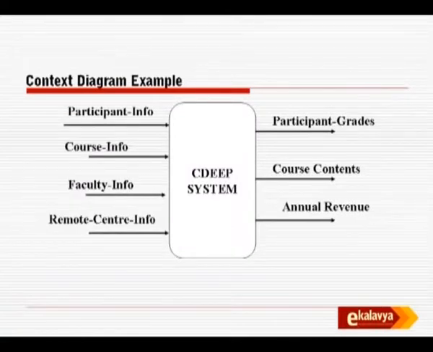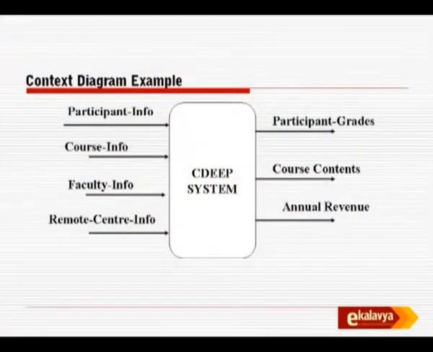Okay, this is a Center for Distance Engineering Education Program System. This is called a context diagram or level 0 DFD. It has only one bubble, and the bubble does not have any processing specs. It is the name of the system. It captures all the major inputs to the system and all the major outputs from the system. For example, participant information, course information, faculty information, remote center information. What comes out is participant grades, course contents, annual revenue.